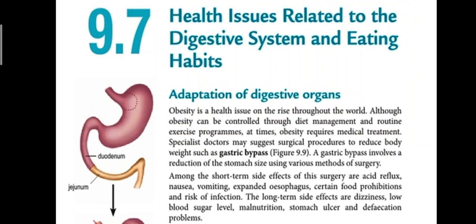Next one, 9.7, health issues related to the digestive system and eating habits. Adaptations of digestive organ. Okay, obesity is a health issue. Ini obesity selalu. Seluruh dunia pun ada masalah dengan obesity. Okay, walaupun kita boleh control obesity dengan cara diet, pengurusan diet yang betul, exercise. Tetapi obesity ini untuk kes yang sangat teruk, dia perlu medical treatment.